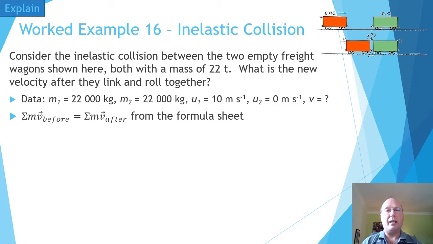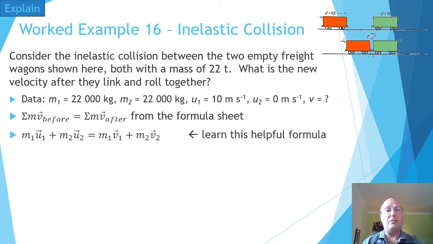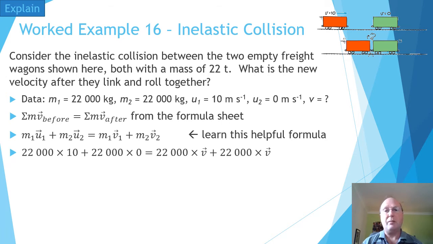So from the formula sheet, we have sigma mv before equals sigma mv after. I think it's best to learn this helpful formula, which is the same thing using very easy symbols. So m1u1 plus m2u2 equals m1v1 plus m2v2. So simply substituting mechanically, 22,000 times 10 plus 22,000 times 0 on the left-hand side equals 22,000 times v plus 22,000 times v. Notice that the v in this case, because they're linked together, is the same velocity.